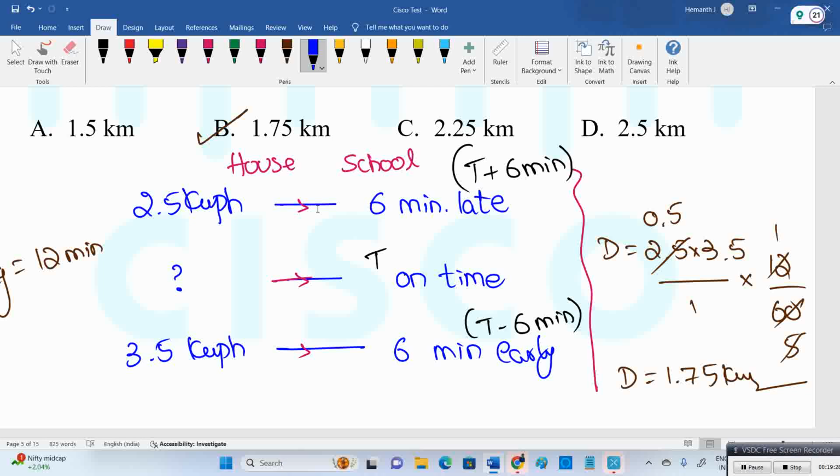Arithmetic mean, harmonic mean, geometric mean. Arithmetic mean, if two terms are given, how to calculate arithmetic mean? A plus B divided by 2. If A and B are given, A plus B divided by 2 is arithmetic mean. What about geometric mean? If X and Y are given, square root of X into Y, or A into B. Harmonic mean, if two terms are given, no idea.